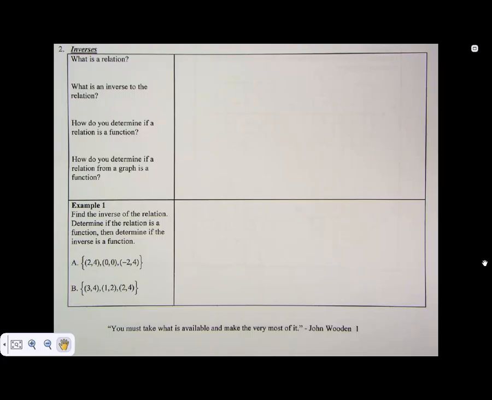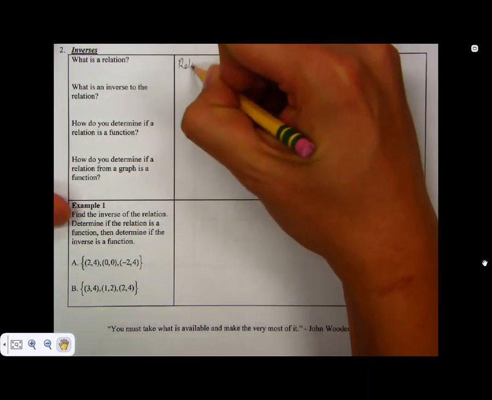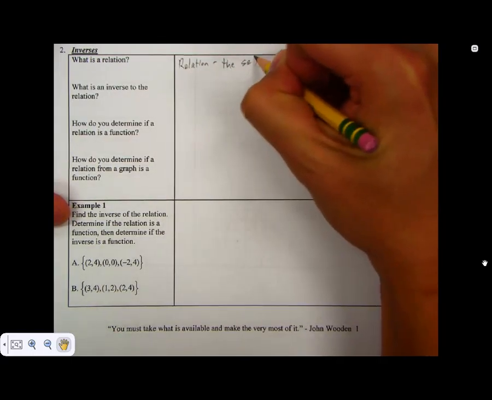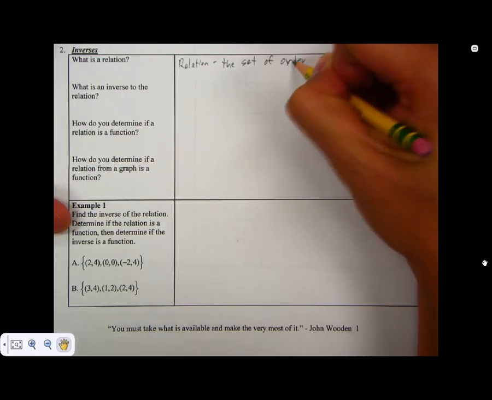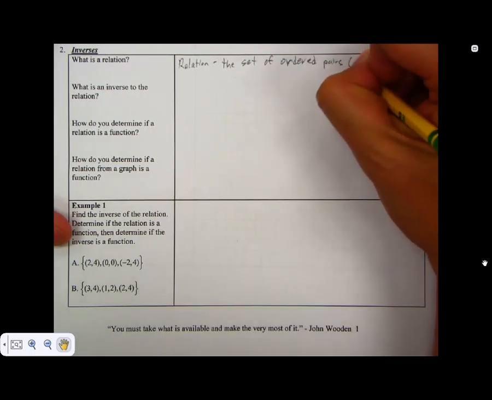Classwork 4.3 Inverses. What is a relation? A relation is the set of ordered pairs x, y.